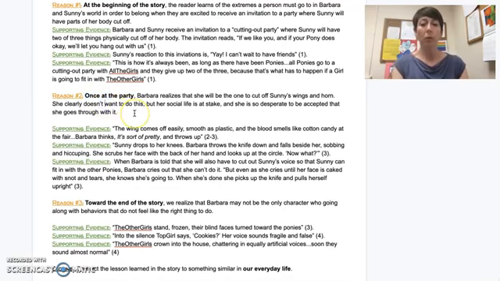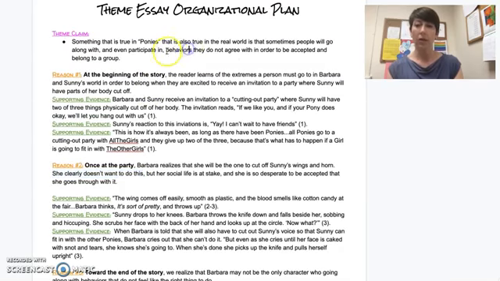"Once at the party, Barbara realizes that she will be the one to cut off Sunny's wings and horn. She clearly doesn't want to do this, but her social life is at stake, and she is so desperate to be accepted that she goes through with it." Again, notice how I'm using language that connects right back to my theme. "She clearly doesn't want to do this." We come back to my theme. They'll participate in behaviors they do not agree with.